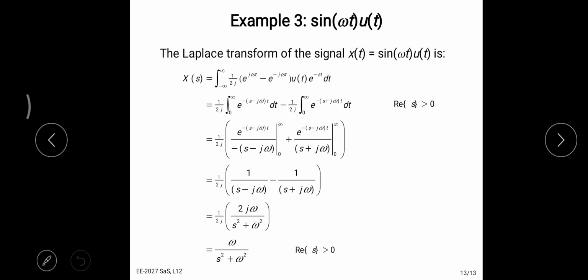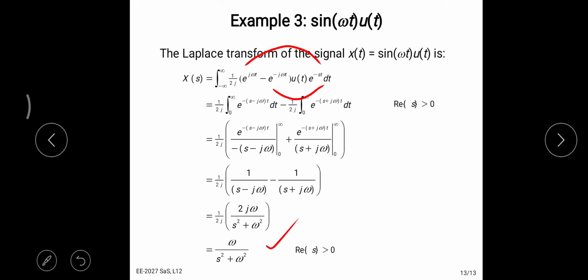Then I can multiply these two terms, that is e power minus j omega t with e power minus st, as well as e power plus j omega t with e power minus st. You can group them together and integrate with respect to t, substitute the upper limit and the lower limit. Finally, I have got omega divided by s square plus omega square. So this is the Laplace transform of sin omega t into u of t.